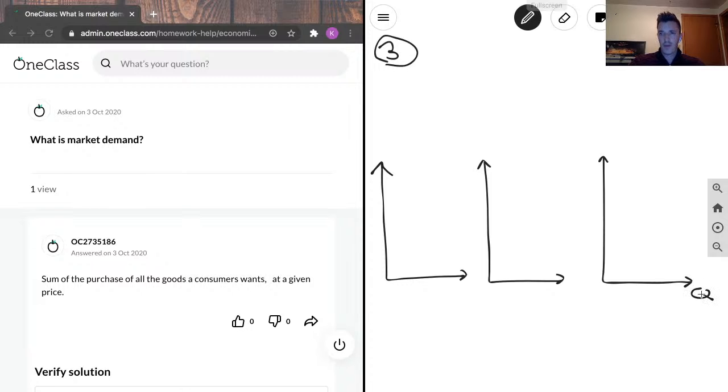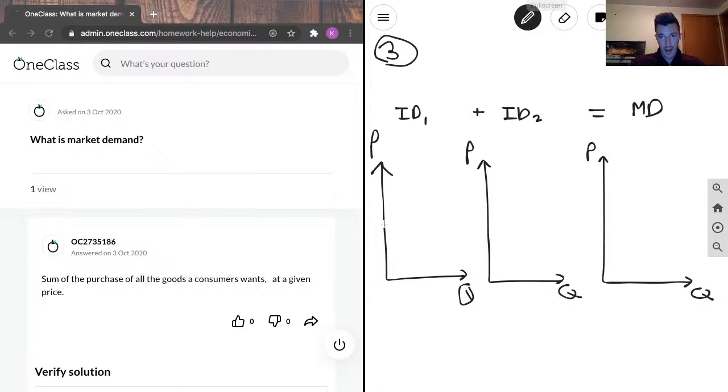So I've drawn 3 graphs here. For all of them, quantity will be on the x-axis and price will be on the y-axis. And this first graph will be individual demand 1. And the second graph will be individual demand 2. And those are going to sum to give us our market demand.